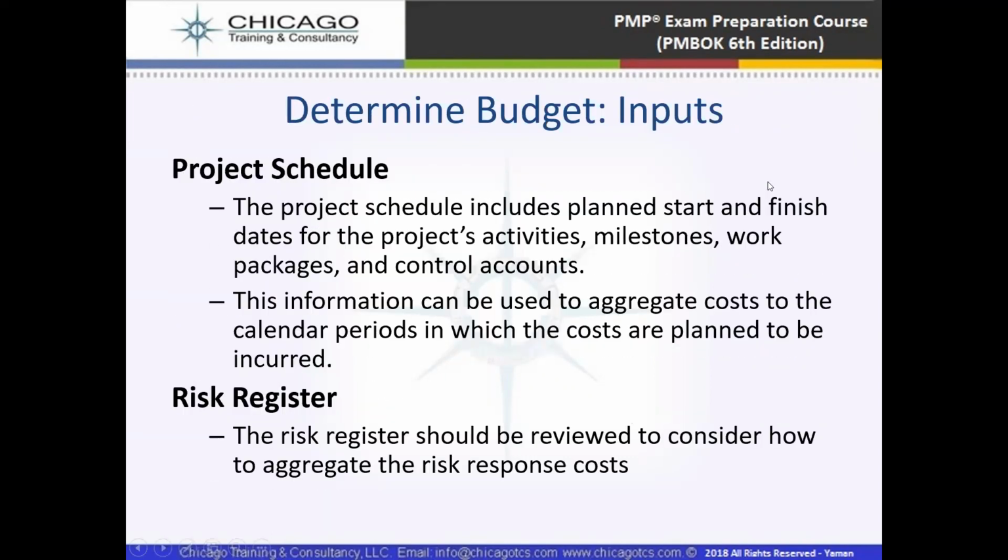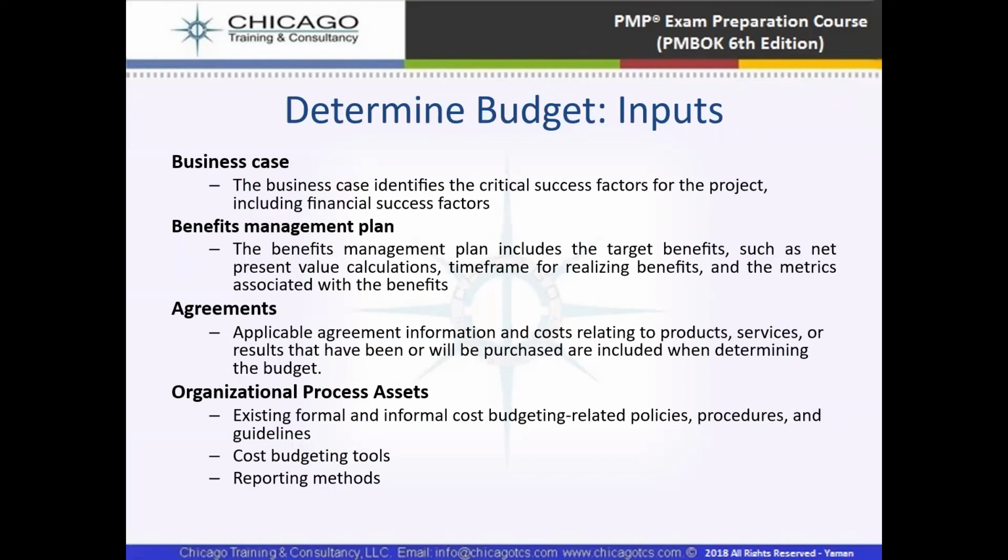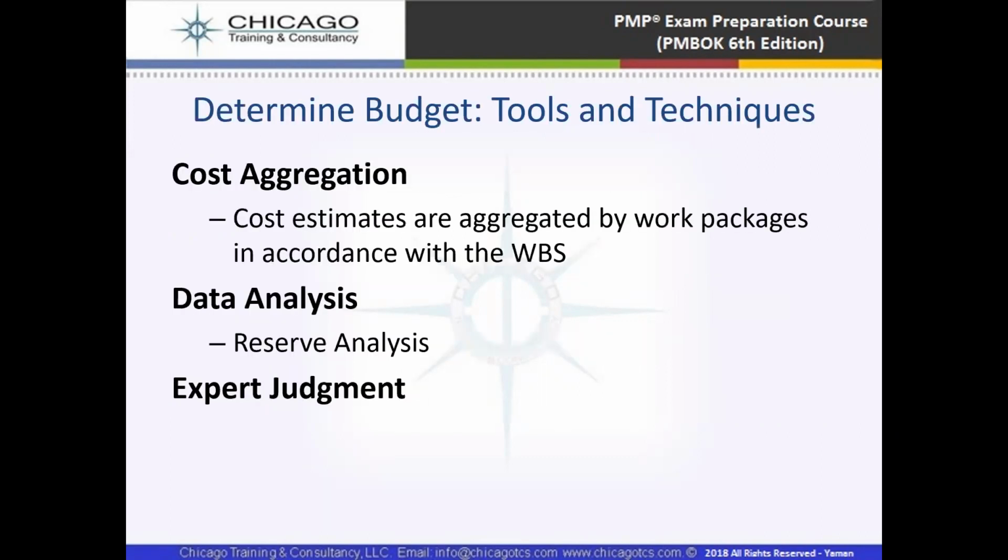Okay, and then we have OPA, which includes formal and informal cost budgeting related policies, procedures, and guidelines. And then we have project cost budgeting tools and reporting methods. It's part of the OPA. And then we have cost aggregation. Cost aggregation means we look at cost estimates based on work packages, which includes the work breakdown structure. So the cost is aggregated on the work breakdown structure.